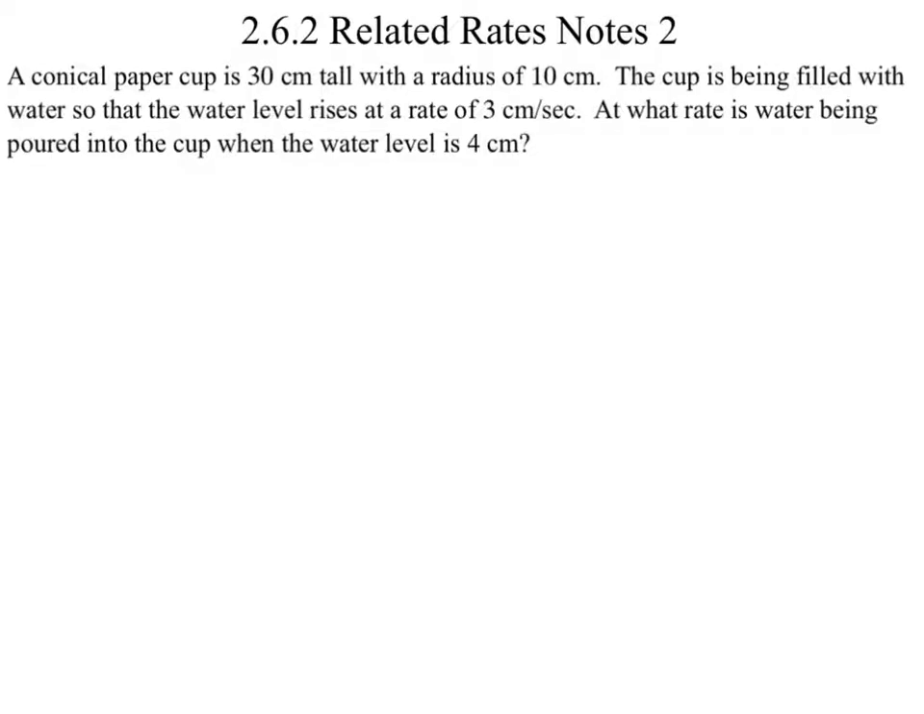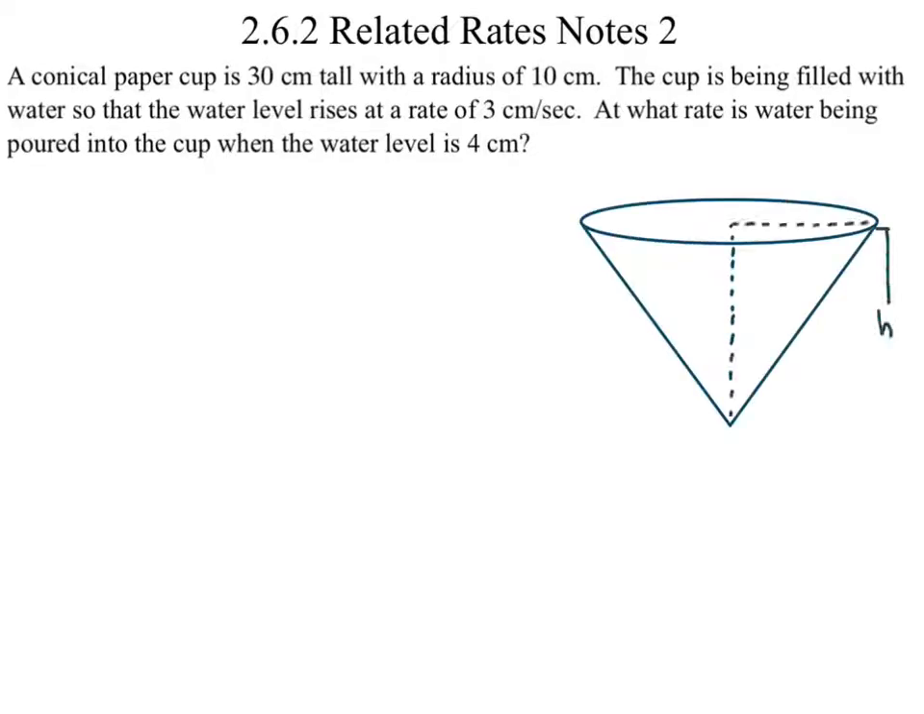So we'll go ahead and draw a little picture to help us out. Here's our cone. We have a certain height and a certain radius. They do give me those measurements for the total, height being 30 and radius being 10. They do want me to find dV/dt. How much is the volume changing? How fast am I pouring water into this?